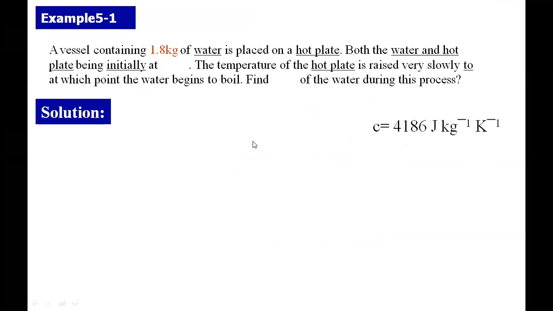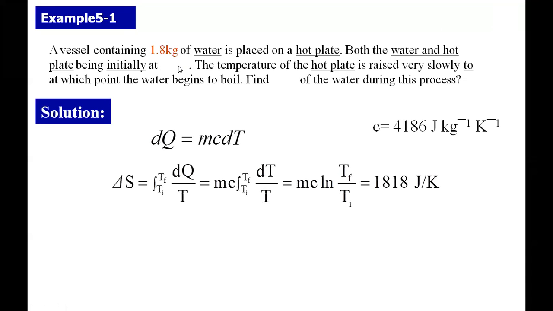So we have an example: a vessel containing 1.8 kilogram of water is placed on a hot plate. Both the water and the hot plate are initially at room temperature, 20 degrees. Okay. The temperature of the hot plate is raised very slowly to the point at which the water begins to boil. Find the change in the entropy of the water during this process.